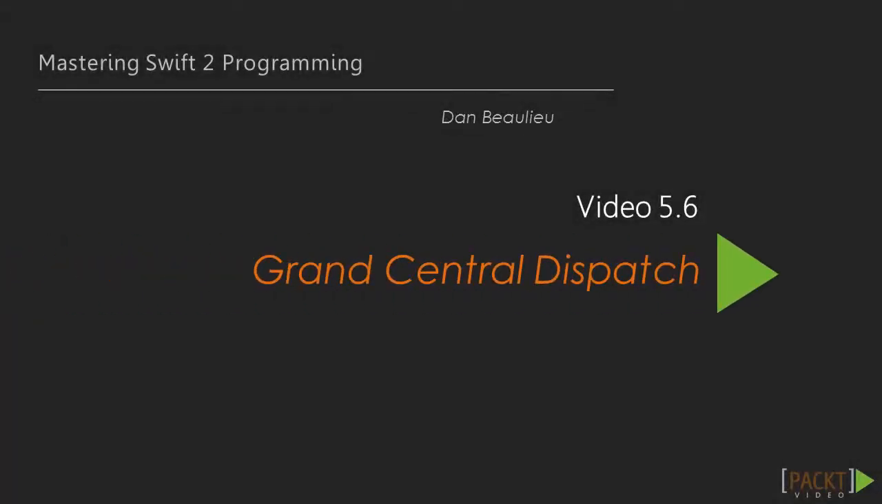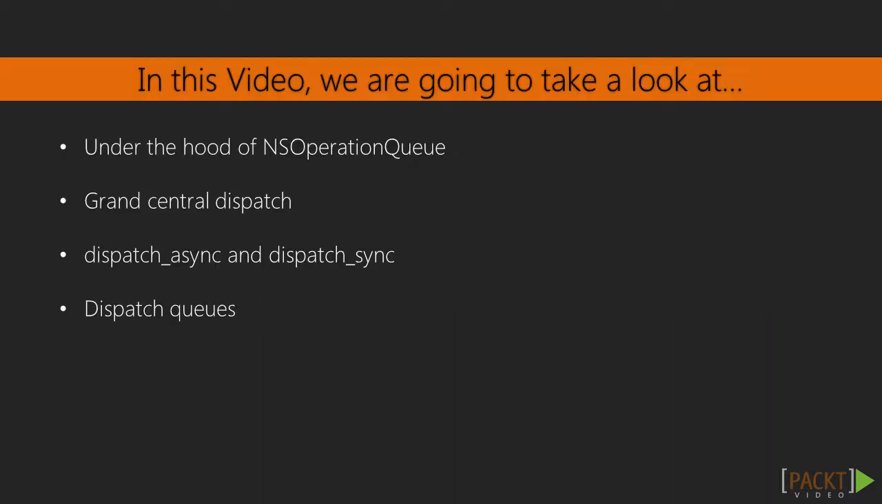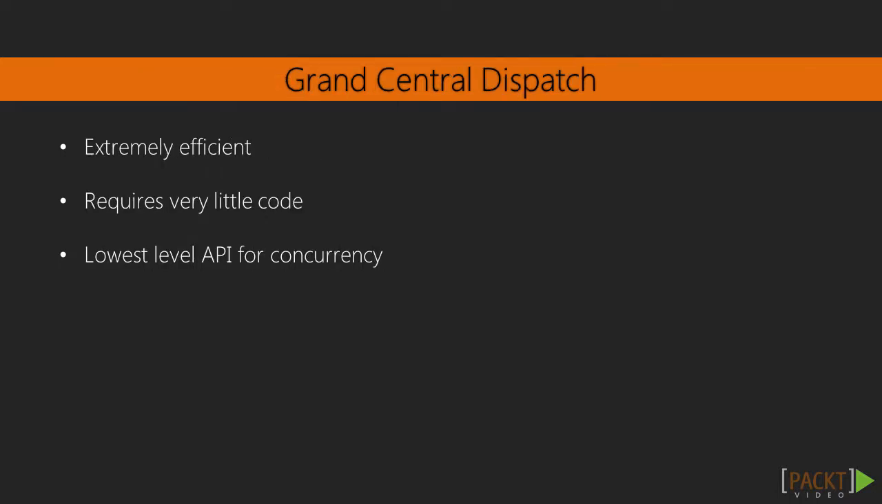In the previous video, we learned how to improve the user experience by implementing background and main queues. In this video, we'll introduce Grand Central Dispatch, the low-level API that NSOperationQueue uses under the hood. We'll learn why some developers choose Grand Central Dispatch over NSOperationQueue, and we'll replace our operation queues with dispatch_async calls. Under the hood of NSOperationQueue lives Grand Central Dispatch, one of the lowest level APIs that you may ever work with as an Apple developer.